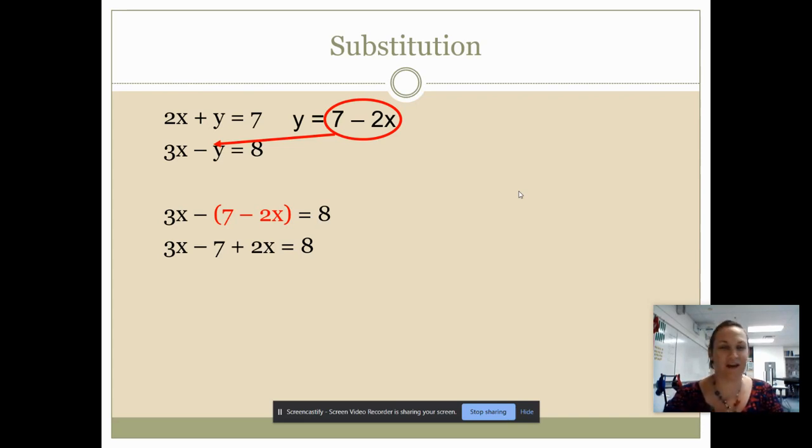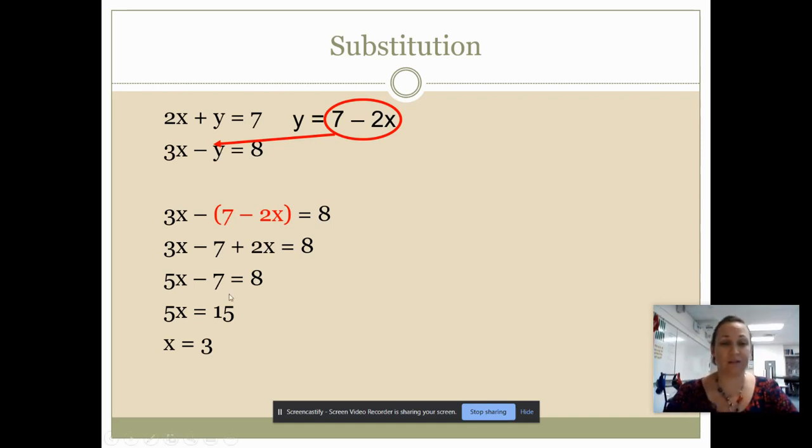Now I'm going to solve for x. So we're going to combine like terms. We're going to add 7 to the other side, and we're going to divide by 5, and I get x equals 3. Now don't forget, this is not the final answer. All of these questions must have an answer that is an ordered pair. So I found half my answer, but I do need to keep going.